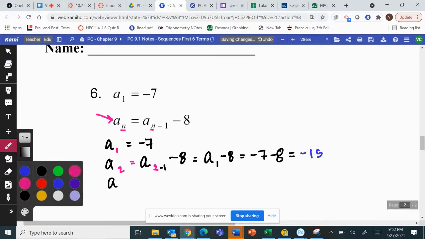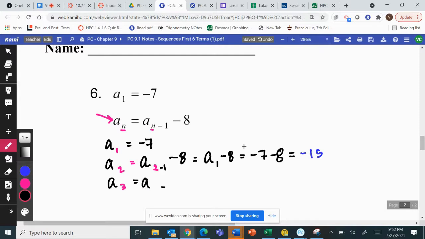So now I'm going to do a sub 3. To find a sub 3, I'm going to plug in 3, so I get a sub 3 minus 1. And that's going to give me a sub 2 minus 8. Well, they gave me a sub 1, but on my last line, I found a sub 2 is negative 15. So now I'm going to do negative 15 take away 8.